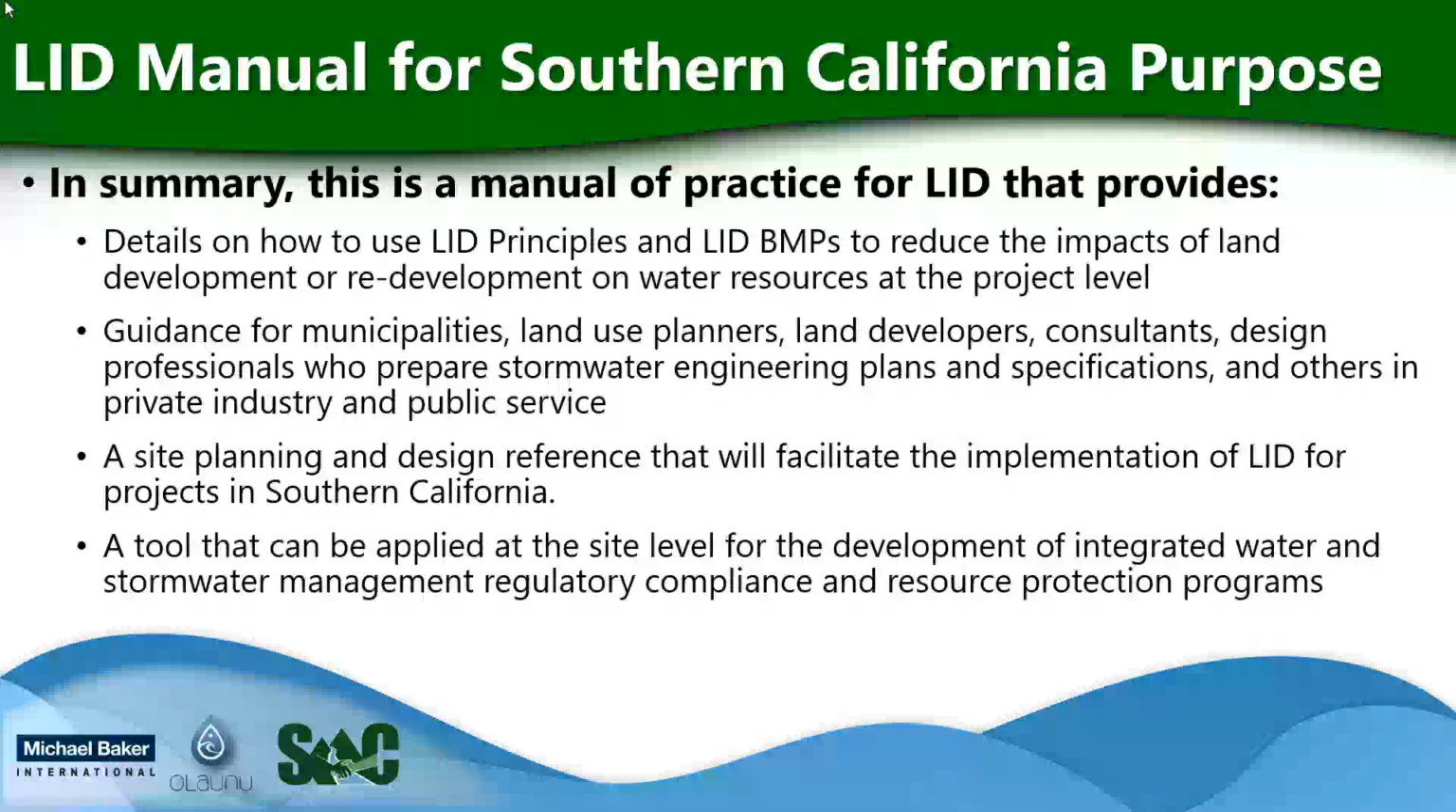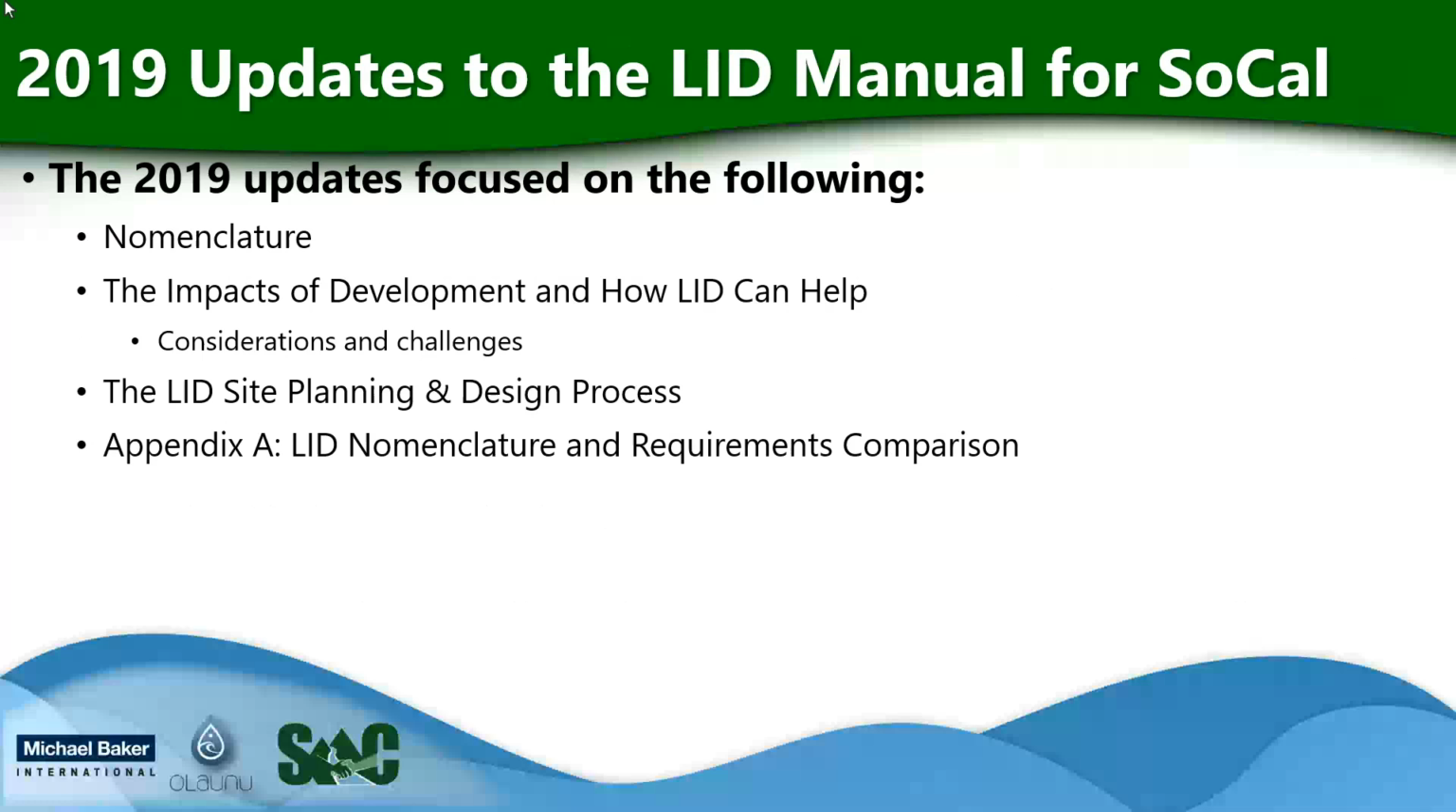Now the 2019 updates for the LID manual for Southern California. The updates focused on 4 primary areas. We updated significantly the nomenclature in the manual and looked at nomenclature across the different jurisdictions in Southern California and provided a significant number of tables to identify those differences in nomenclature. We've also updated the impacts of development and how LID can help. Some of the things that we've integrated are considerations and challenges based on where we are in 2019-2020 with implementation of LID and GSI in Southern California.